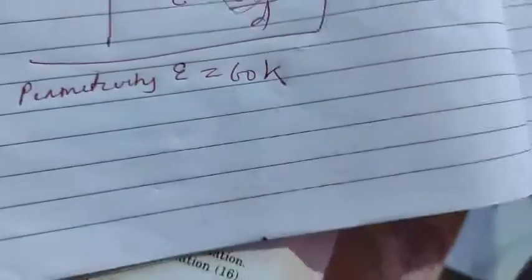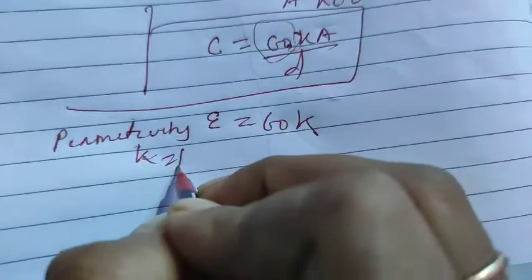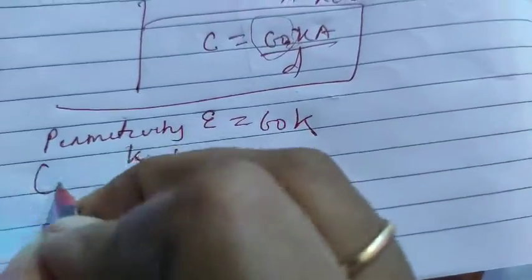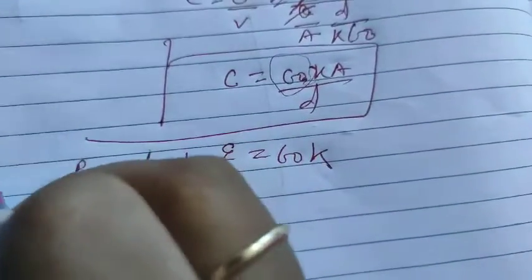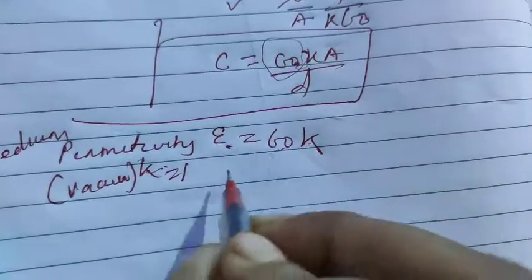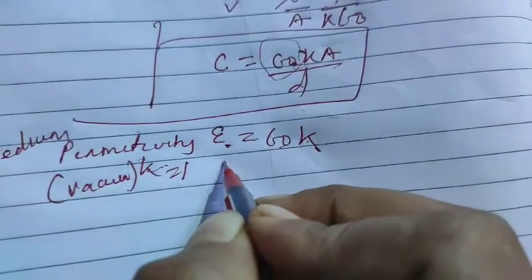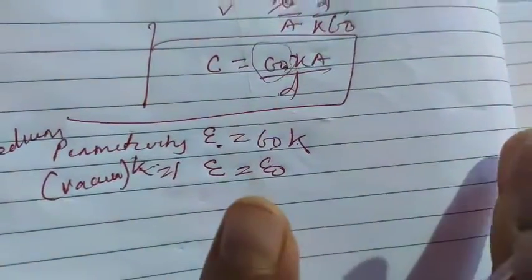If you are not keeping the medium, student, you can take K is equal to 1. If the medium is vacuum, for vacuum you can take K is 1. For a medium you can take E is equal to epsilon naught K, right? So for vacuum what shall I write? E is equal to E naught, right? So like this you have to remember.